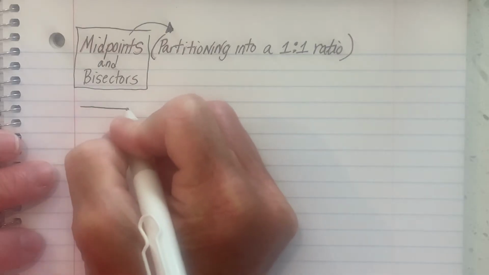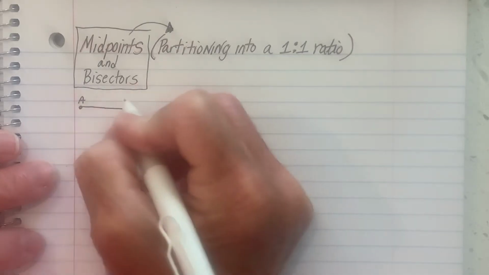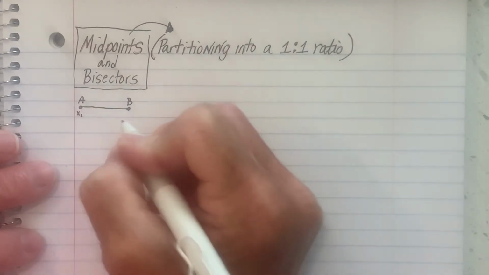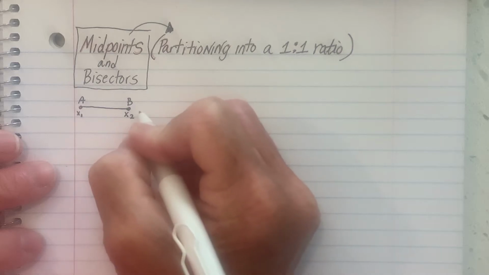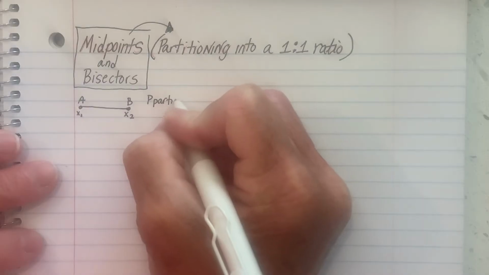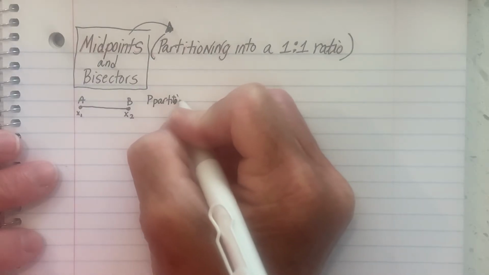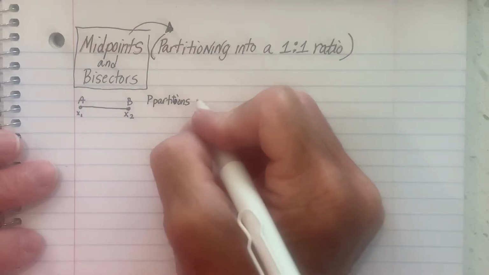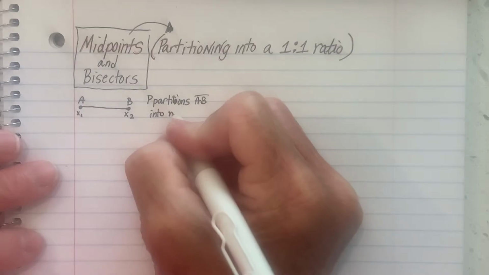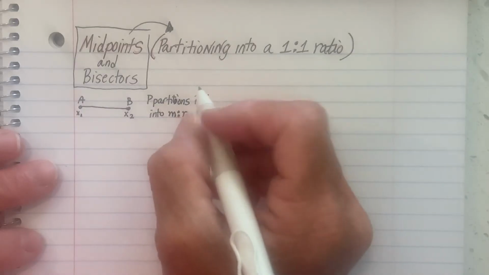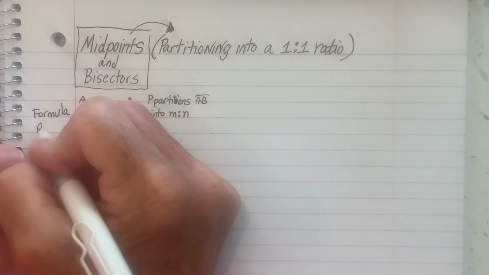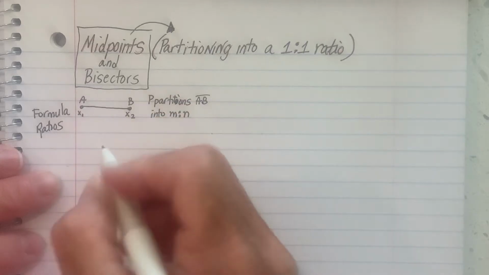So suppose we had segment AB, and at A was the value x sub 1, and at B was the value x sub 2, and P is the point that partitions. Remember, that means that it divides that segment. It partitions AB into an M to N ratio. So this is the formula for when we use ratios to partition a segment.